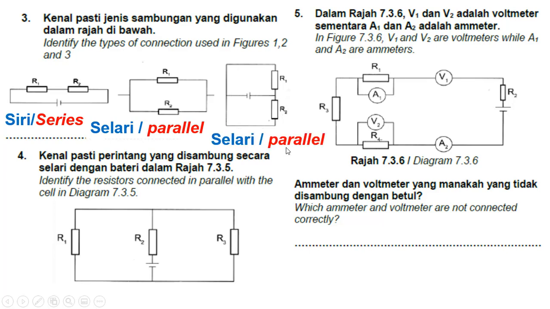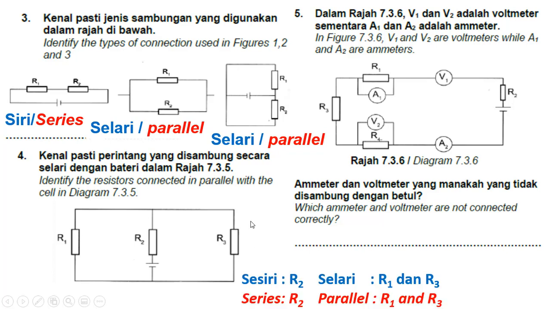Identify the resistors connected in parallel with the cell in the diagram below. We have three resistors, R1, R2, R3. We start from the positive of the battery. Current flows to R2, so R2 is in series. Then it separates into two paths, R1 and R3, so R1 and R3 are in parallel. So R2 is in series, and R1 and R3 are in parallel.